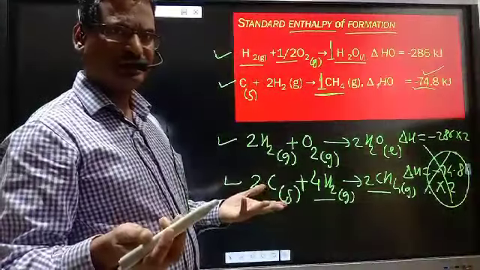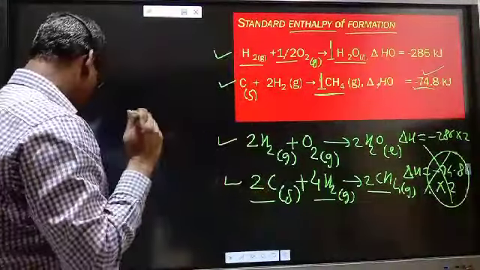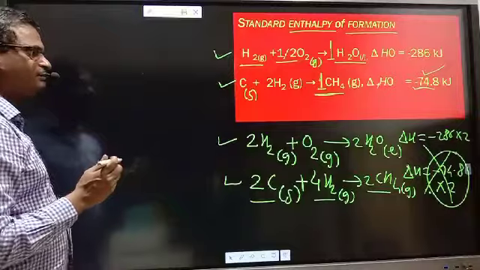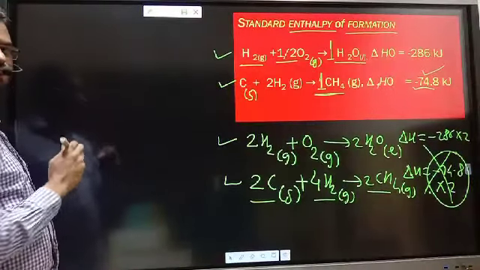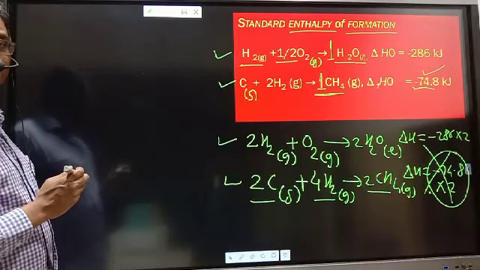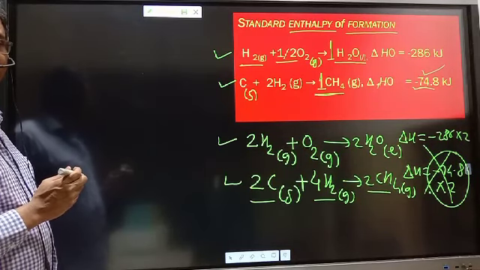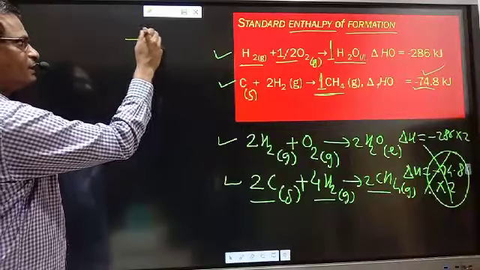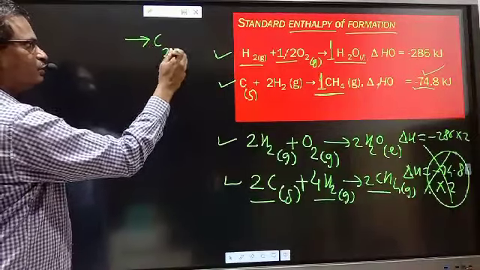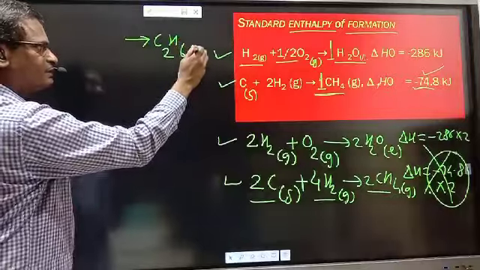And we can easily balance these reactions. Suppose we are asked to write the equation for formation of ethane gas, C2H6 gas.